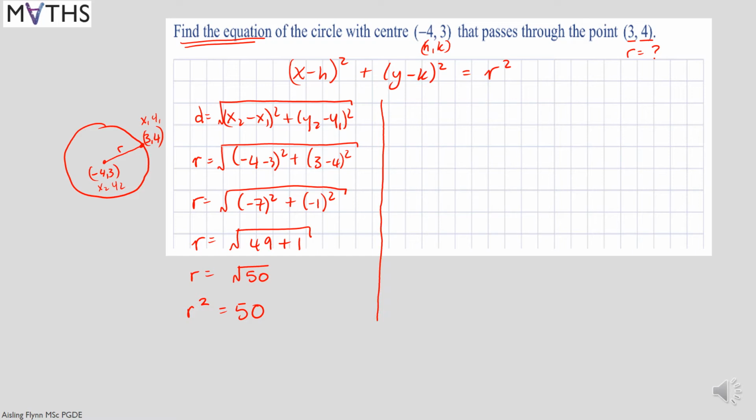Now we're going to substitute into our equation of the circle. So we'll have (x minus h) squared, and h in this case is negative 4, so I'm going to use brackets at first just to highlight that, plus (y minus 3) squared equals r squared, which we've just found is 50. Sorting out those signs on the next line, we'll get (x plus 4) squared plus (y minus 3) squared equals 50. And there's my equation of the circle. That's my answer.